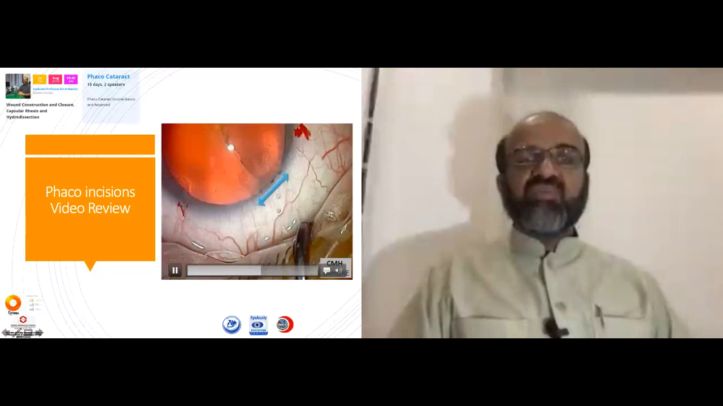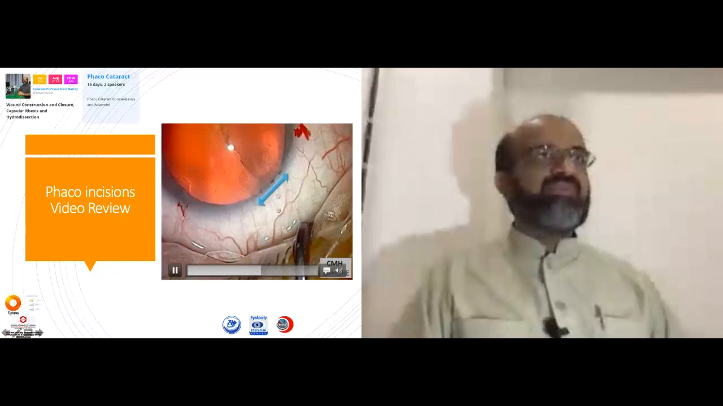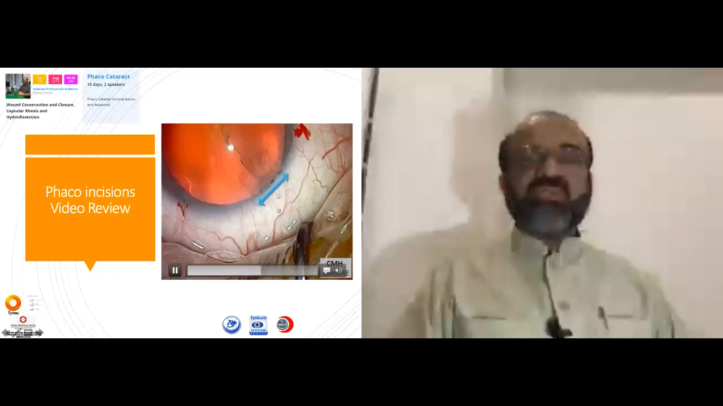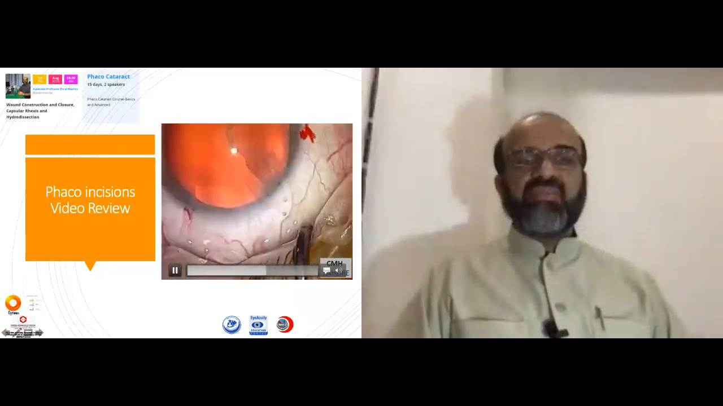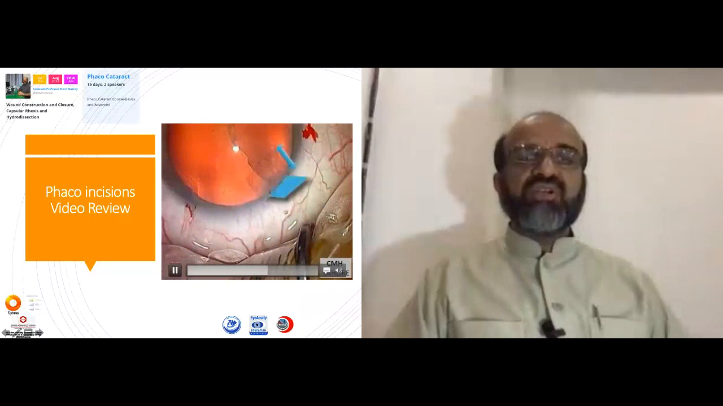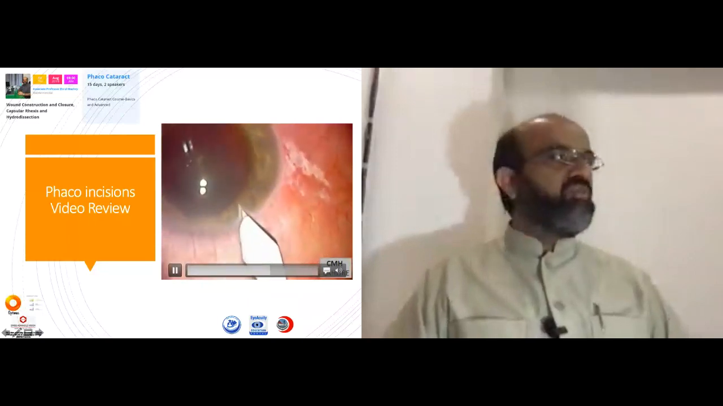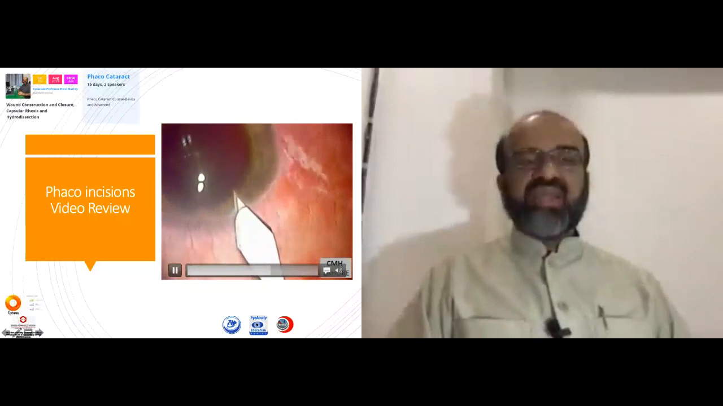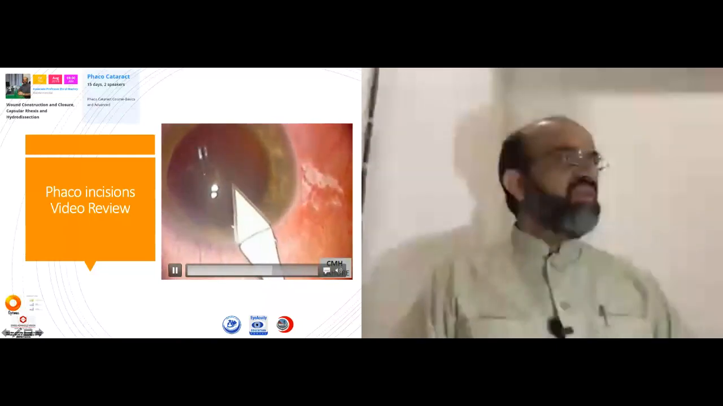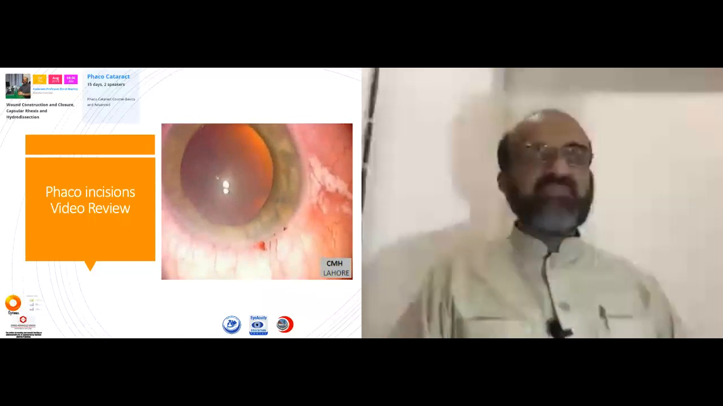And this is the width and the depth of the incision, and these are the steps, which is known as 3-step incision. Again, a beautifully constructed incision with 3 millimeter width and about 2+ millimeters depth. And the roof and the floor of the incision are equal in depth.